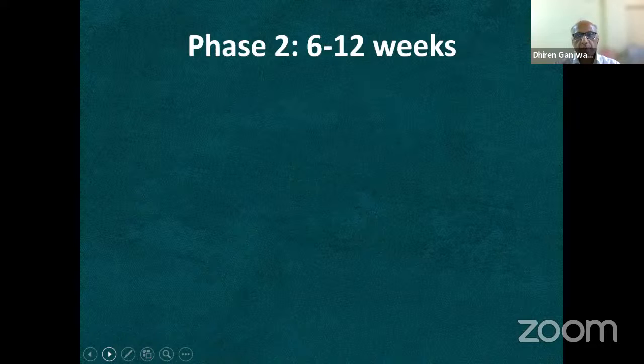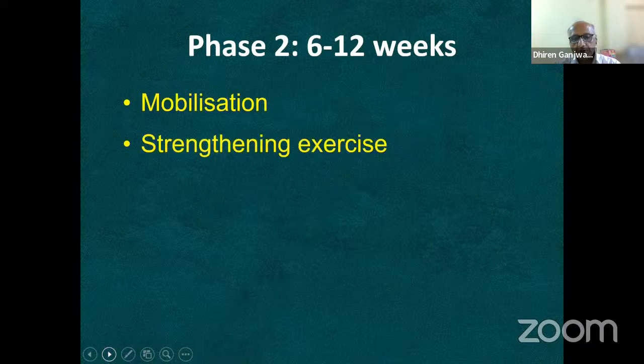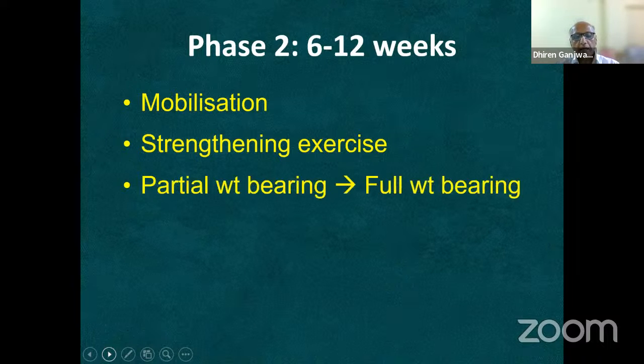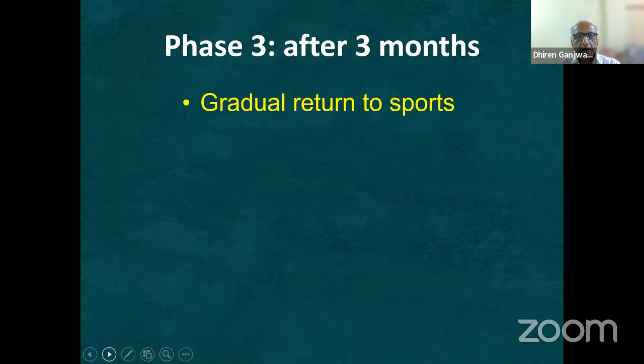In phase 2, which extends from 6 weeks onwards to 12 weeks, we start gradual mobility. Since we have given immobilization, muscles are likely to become weak, so we carry out strengthening exercises. Gradually from partial to full weight bearing is proceeded during this period, but it all depends on how the patient is behaving. After 3 months, once full weight bearing is allowed, they are gradually returned to sports.